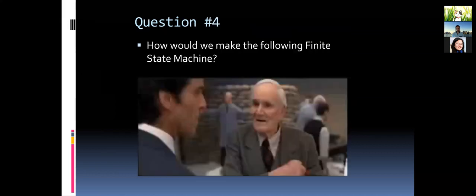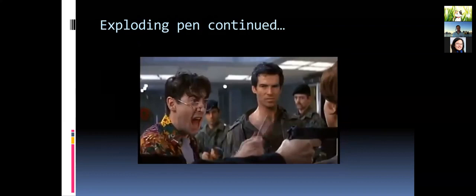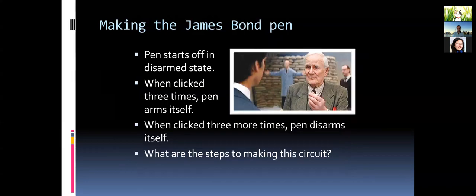Okay. So a more complicated question, so we now go into details. How would we make the following finite state machine from a James Bond movie, a so-called exploding pen? How would you implement that? Well, essentially the pen starts off in the disarmed state. That's how you normally use it. When you click 3 times, the pen arms itself. When you click 3 more times, the pen disarms itself.